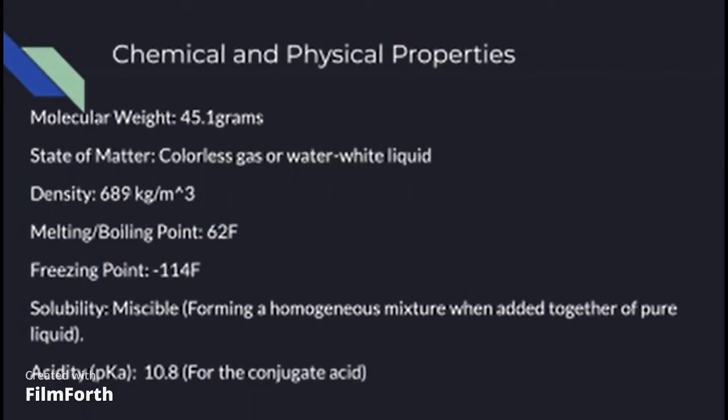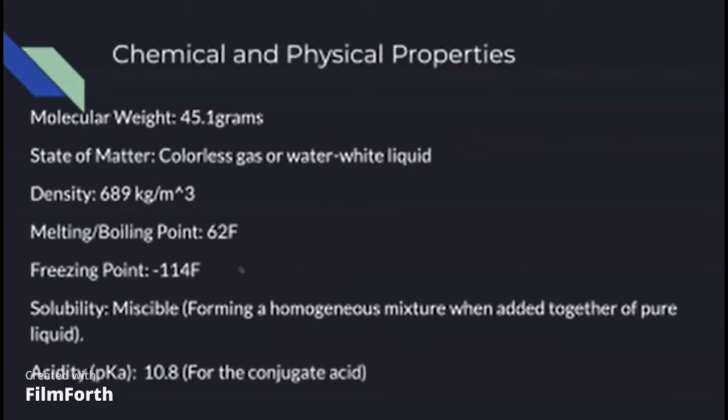Its density is 689 kilograms per cubic meter. Its melting and boiling point is 32 degrees Fahrenheit, and its freezing point is negative 114 degrees Fahrenheit. As I had stated before, the solubility of ethylamine is miscible, which means that it will form a homogeneous mixture when it is added together with a pure liquid.